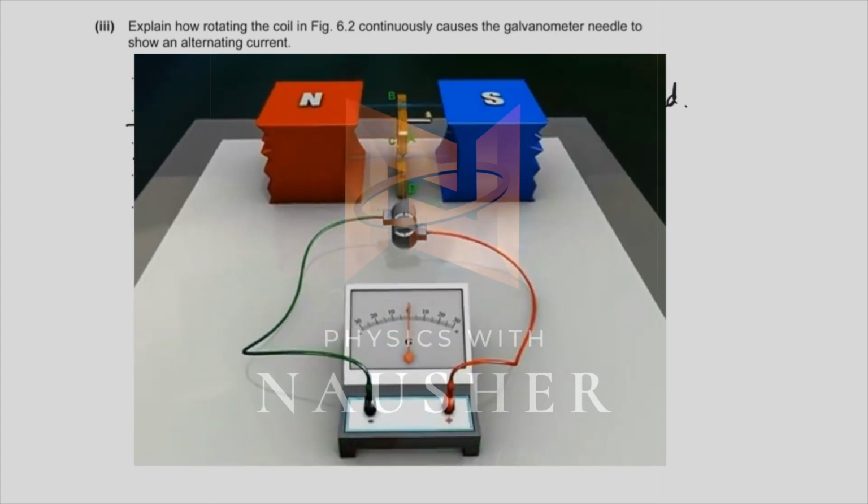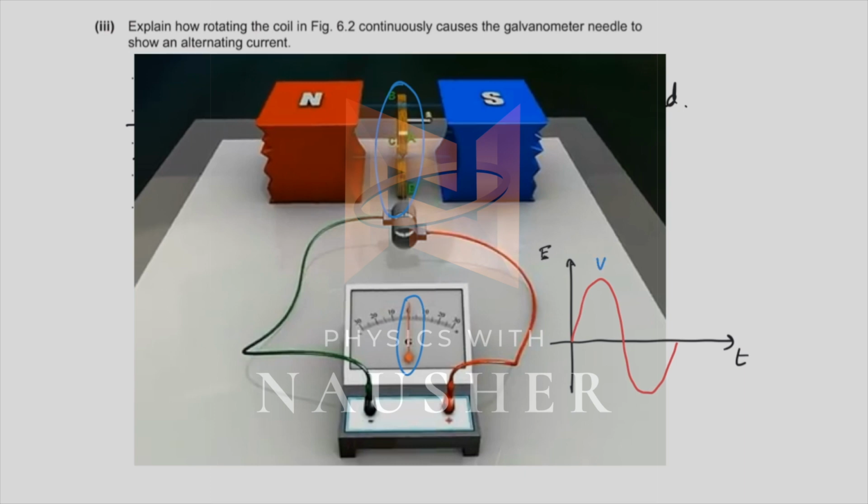The reason why I've showed you this animation is that from generators you can expect a question where they can ask you to sketch how the EMF induced varies with time. And that particular graph looks like this. Number two, they can ask you to tell us what are the coil positions. So you can see that when the coil is in the vertical position, the EMF induced is 0 because the galvanometer is showing 0. So this is the vertical position of the coil.